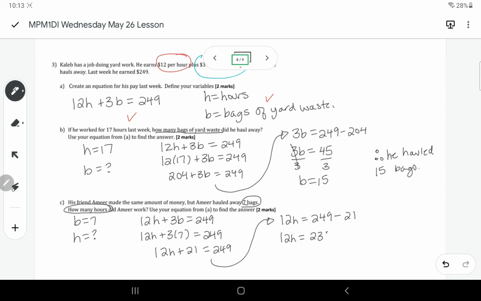which is 238. No, 218. 28. 228. Whoops. And then we'll divide by 12. And H is 19 hours. Sorry. So therefore, he worked 19 hours.